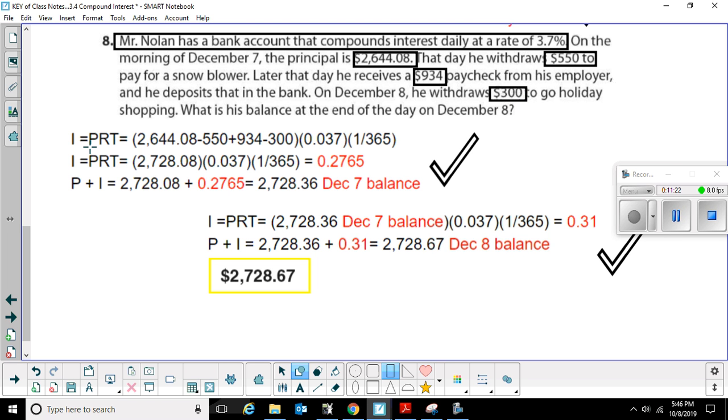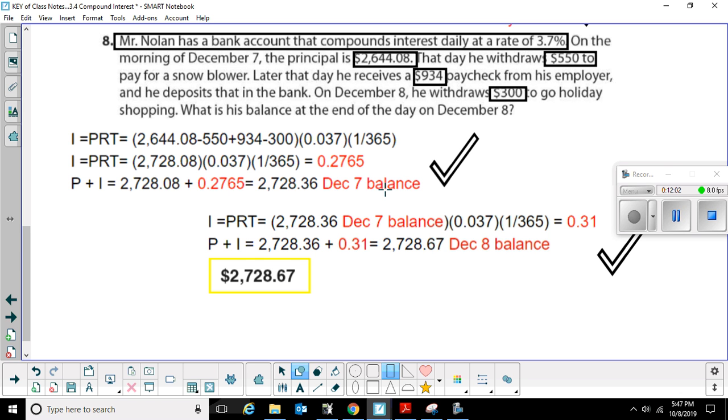I didn't do the math out front, but my calculator does the heavy lifting. There's my rate. Here's time. I multiply these numbers together and get an interest of 27 cents or 28 cents. I'm going to add my 28 cents back to my original balance, which was $2,728.08. And that means that on December 7th, my balance is now $2,728 and some odd change.